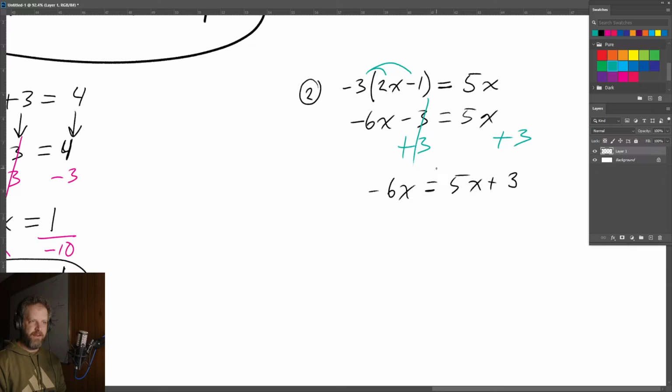Okay, let me ask it a different way. How could I make this go away? If I wanted to kill the 5x, how would I do it? Okay, divide by what? Dividing by 5 would kill the 5, right? But not the whole thing. If I divide by 5x, I've got to divide everything by 5x. So I still have 5x over here. So dividing's not going to fix it.